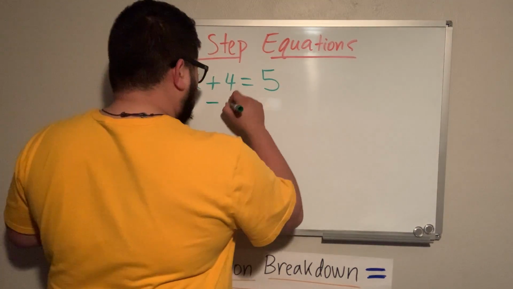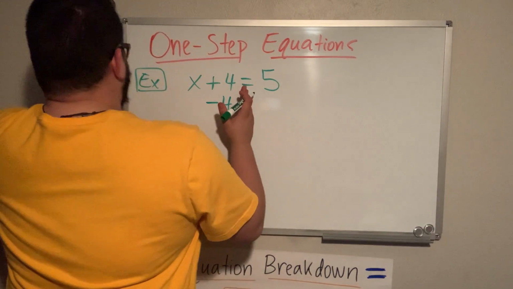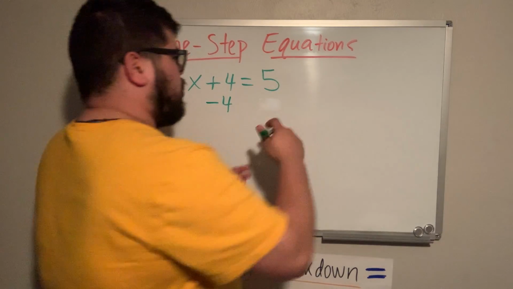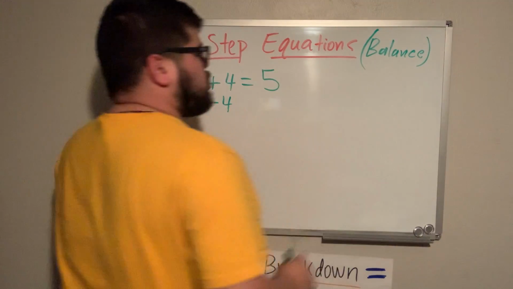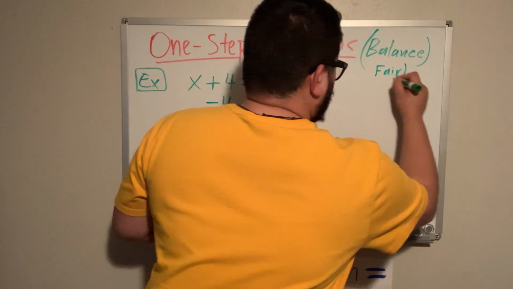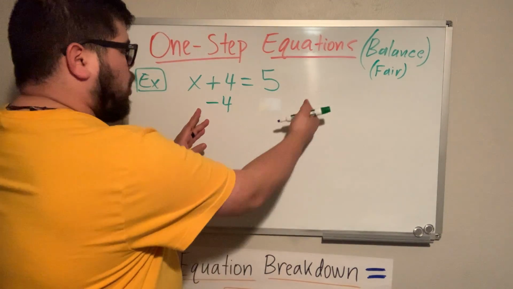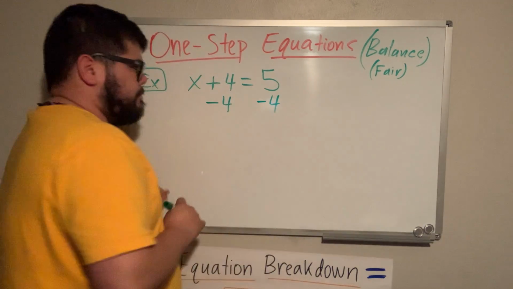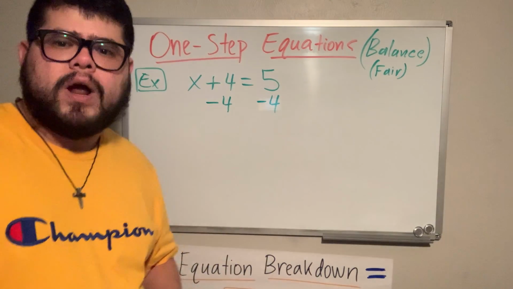We're going to subtract 4 from the left side of this equal sign. So this is the equal sign, and on the left side, we're going to subtract 4. Like I told you before, equations in the previous part are all about balance. It's all about being fair. Now, if I subtract 4 from the left, we have to be fair to the other side of this equal sign, and we also have to subtract 4. So if you subtract 4 from the left, you also have to subtract 4 from the right.